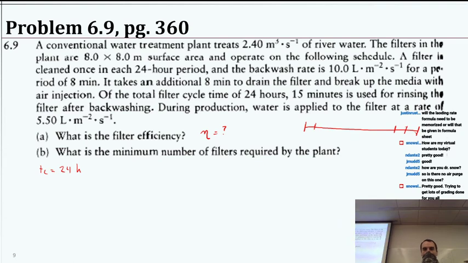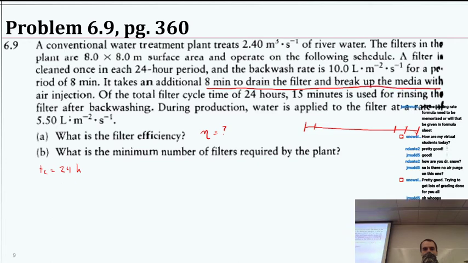Okay, so there was a question here about the air purge step, asking if there is no air purge. As we take a look, it says it takes an additional 8 minutes to drain the filter and break up the media with air injection. So this 8 minutes to drain, I didn't mention this, but simply letting the water drain out, we kind of saw that in one of the video clips I showed you, combined with the amount of time they're pushing air through, you could lump all of that into an air purge step.